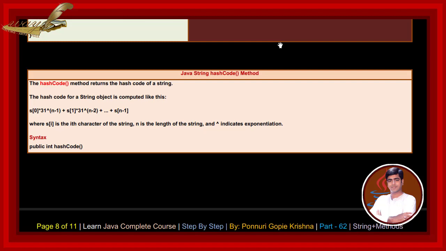Java string hashCode method. The hashCode method returns the hash code of a string. The hash code for a string object is computed like this, where i is the ith character of the string, n is the length of the string, and ^ indicates exponentiation. Public int hashCode.